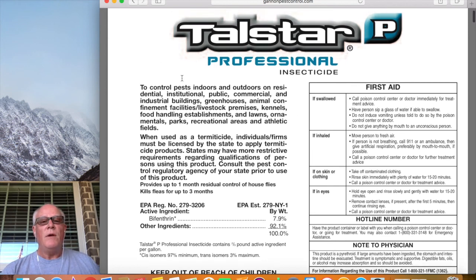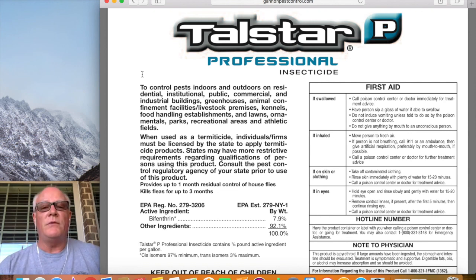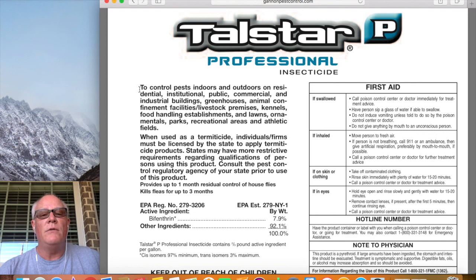Now the next thing, if we look up here in the top left-hand corner, whenever you get a pesticide, we've been looking at some of these basic things that are on here. For instance, this tells you what it controls. Down here is your active ingredient, which is bifenthrin. But one of the things that I always look at first when I get a pesticide label is what it will control. Here it says that Talstar is to control pests indoors and outdoors. Now, not all labels allow you to use the same pesticide indoor and outdoor, but Talstar does. It says that you can use it on residential, institutional, public, commercial, and industrial buildings.